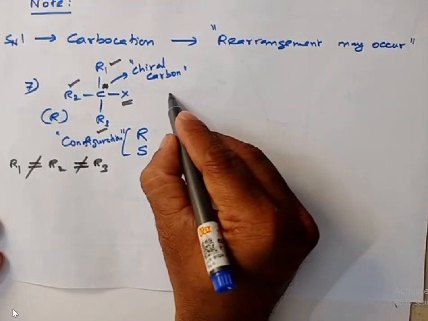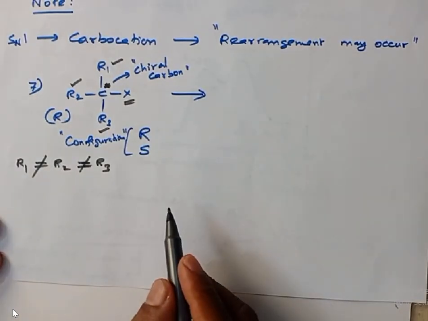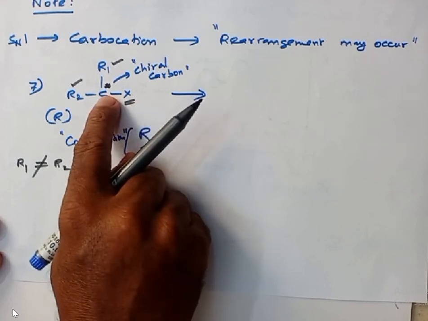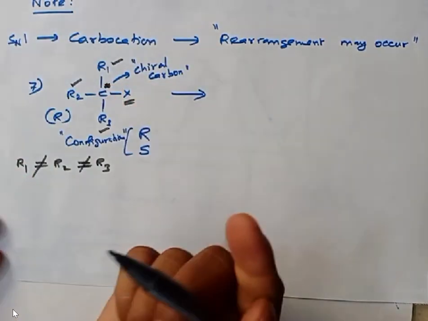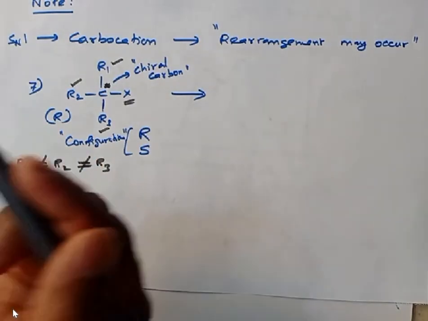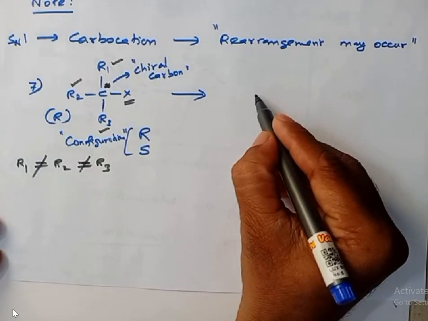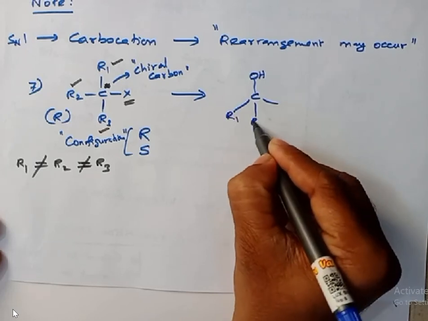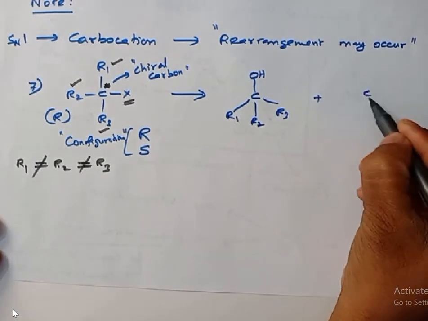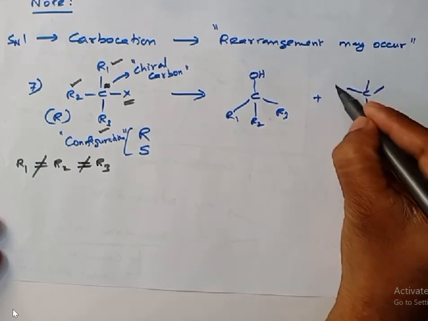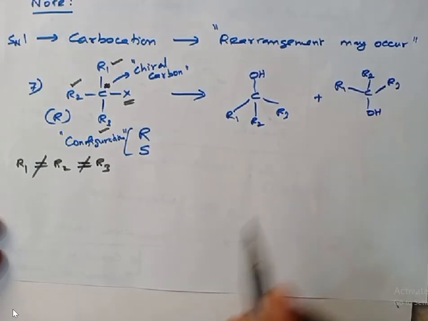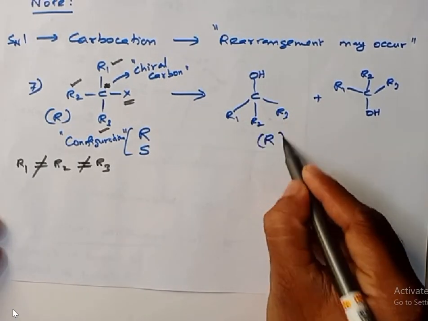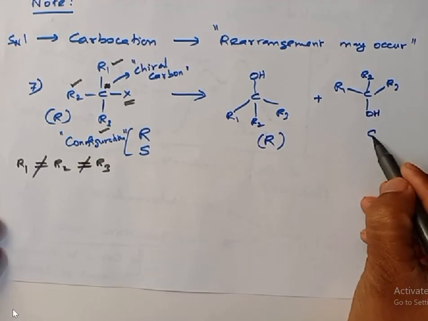If you carry out the Sn1 reaction, I told you the first step is that X will come out and you will get a planar carbocation, then the nucleophile will attack from the top side as well as from the bottom side. So you will get 2 types of product. Let me show the product like this. OH may attack from the top side, R1, R2, R3, or the OH may attack from the bottom side. Just for understanding purpose I am showing like this. You will get 2 different products. Suppose this product has R configuration, then the other product has S configuration.